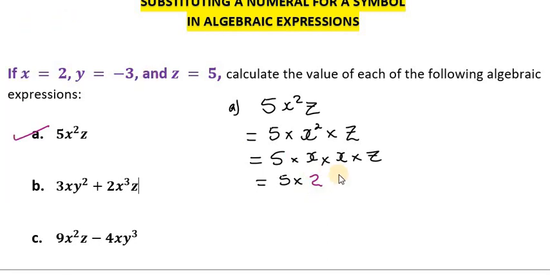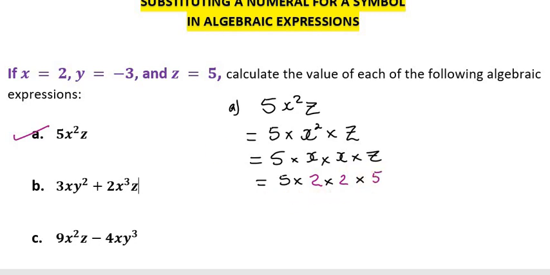multiplied by x again, and we know again x is actually 2 no matter where we see it in the expression. X has the same value. Then we're going to multiply by the value of z. We're told that z is equal to 5. So replace z with 5.